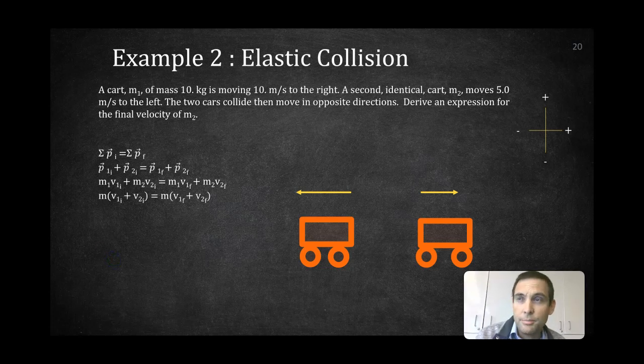I just kept it all to be positive, knowing that the final velocity for M2 is going to be to the right because it moves in opposite directions. Next thing, because the two carts are identical, I could factor out the m's from each side, which got them to cancel out, and then just solving for V2f.